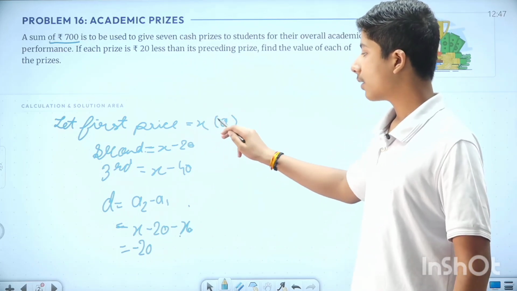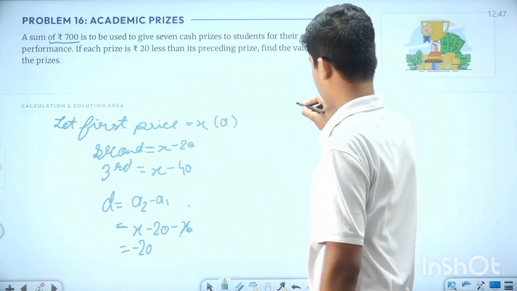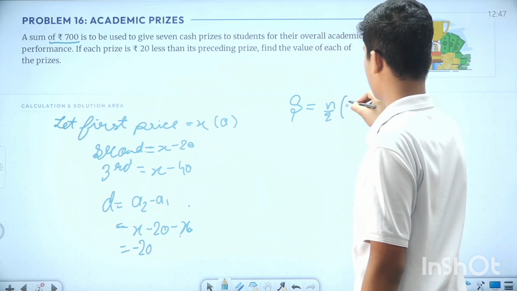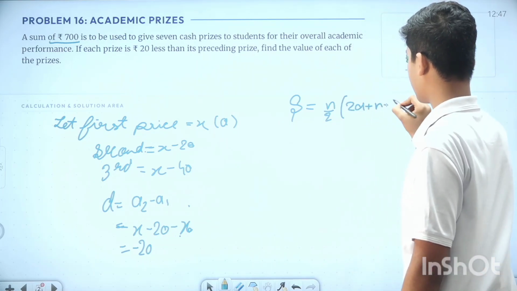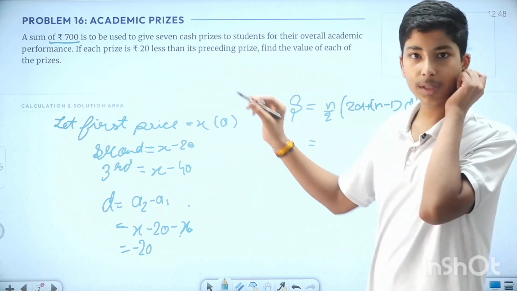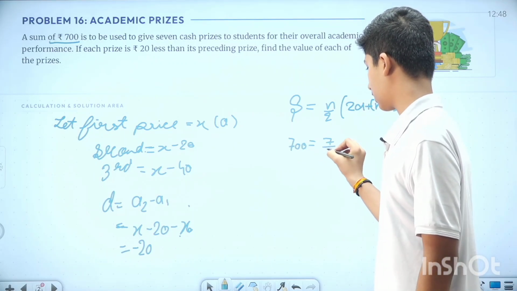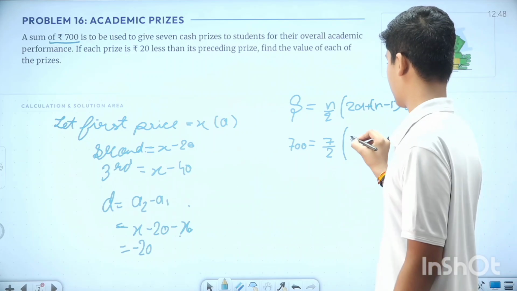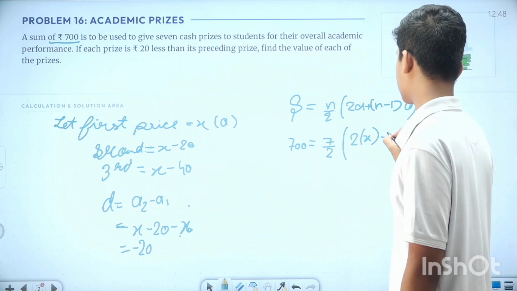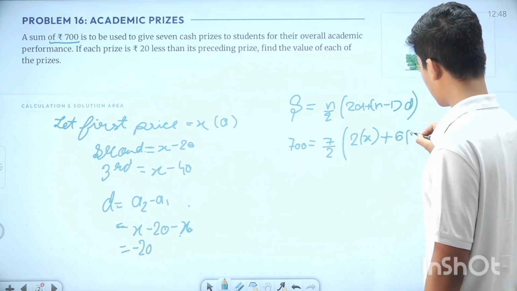And it is given to us that A is X. So sum will be n by 2, 2A plus n minus 1 into D. Now sum is given 700. There are 7 cash prizes. 2 into A is X. So 2X plus n is 7 minus 1, means 6 into D is minus 20.